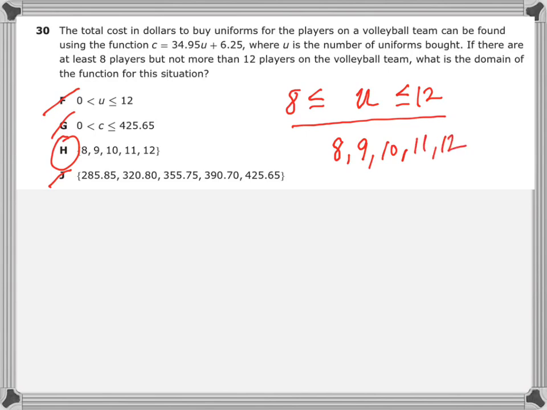Then we put this into the roster set notation. We just add the braces here, and we see that it matches answer choice H. So answer choice H is the correct one. That's how you go about finding the domain of a real world linear equation problem, and it'd be similar for other types of functions. Hopefully that helps.